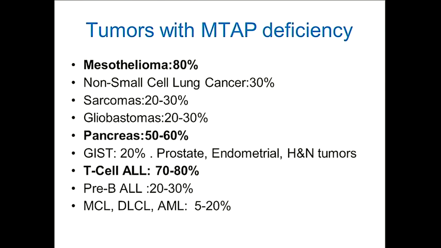What's important about MTAP is that it's deleted in a large number of cancers, and there are a couple of cancers in particular that have a very high percentage of MTAP deficiency. Mesothelioma in particular, pancreatic cancer. There's new information in glioblastomas. It's deleted in almost 50% of these tumors. Pancreas have a high level of MTAP deficiency. And in T-cell leukemia and lymphoma, there's also a very high level of MTAP deficiency, and that's an area in which we're particularly interested.